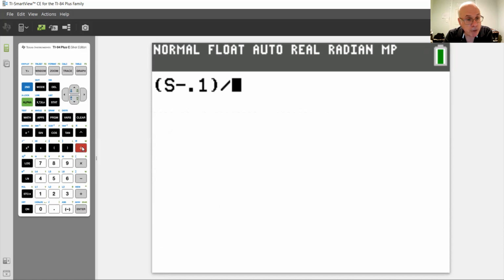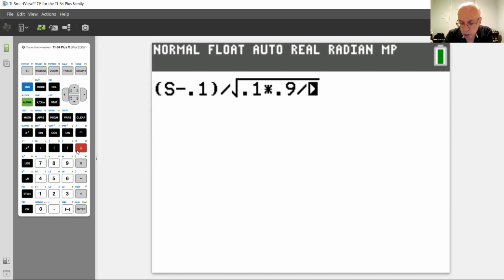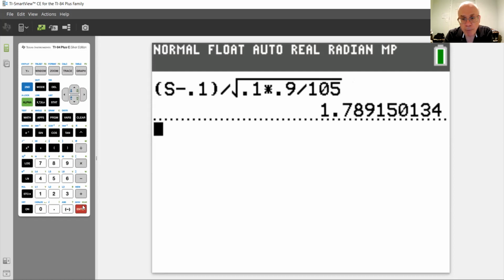And we divide that by the square root of 0.1, our hypothesized proportion, times 1 minus 0.1, which is 0.9, divided by our sample size, which is 105. And that 1.789 and so forth is our test statistic, which I'm going to store into alpha A.